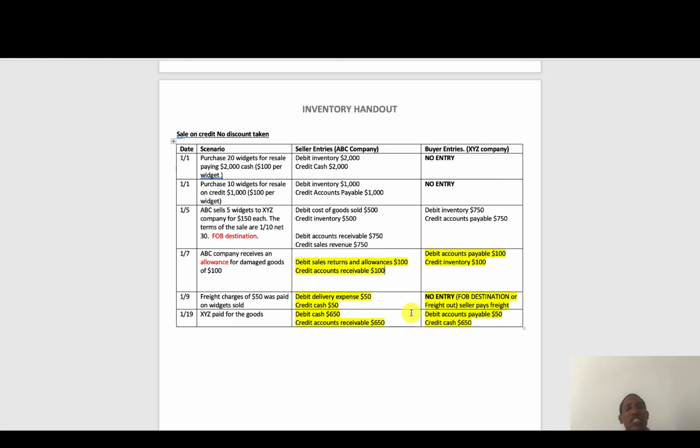So you'll see it's a lot easier doing these transactions when there's no discount, right? I mean, for class purposes, for testing purposes, it's a lot easier when there's no discount taken. But if you're doing this in an accounting system, it's very easy because the system does most of the calculations for you, right? And the posting for you. So let's go ahead and post this here.